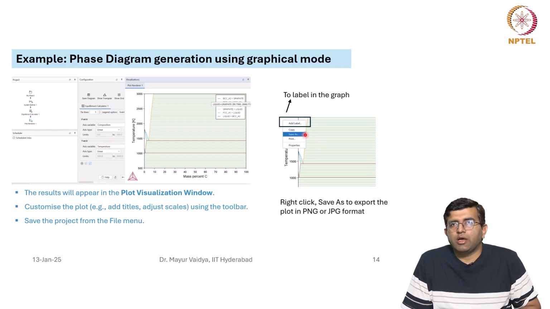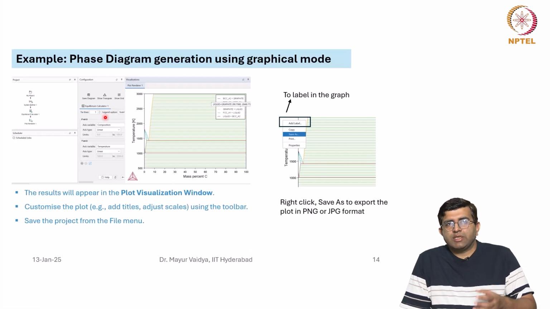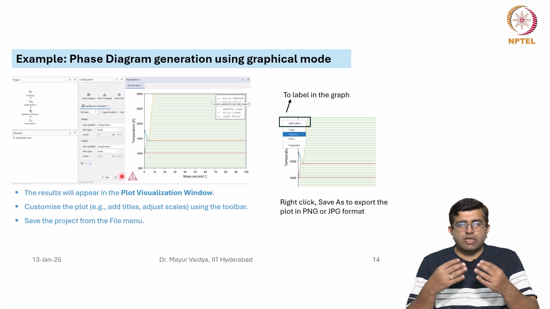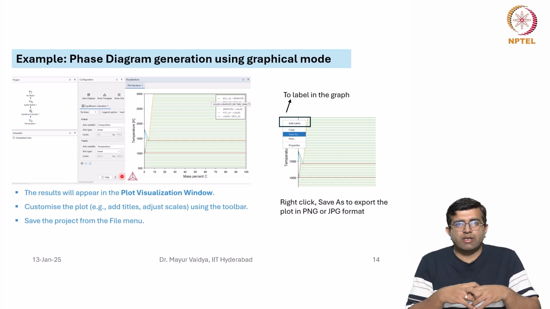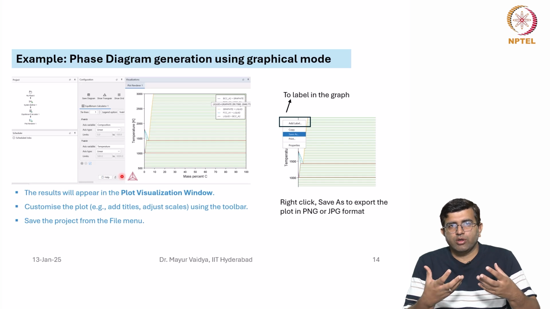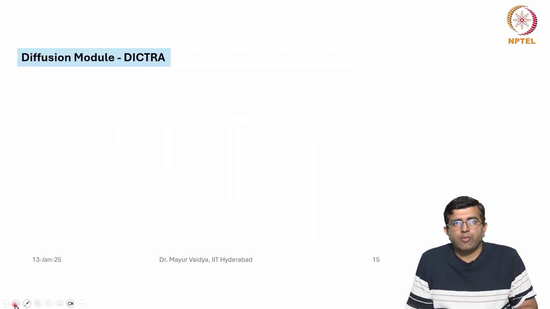So for example, to add a label, you can simply click the label. You can save as to export in PNG or JPG format. As I said, this is just a simple example to tell you, but the real learning you will get when you try it on your own. So that would be the thing.